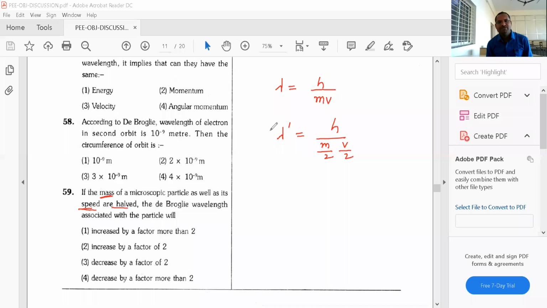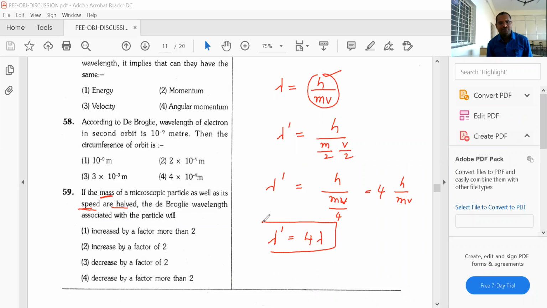Then what will happen to the new de Broglie wavelength? The new de Broglie wavelength lambda dash will become h upon mv by 4. Here it can be written as 4 into h by mv. Correct? h by mv is the original de Broglie wavelength, meaning lambda dash will become 4 times lambda. Clear?